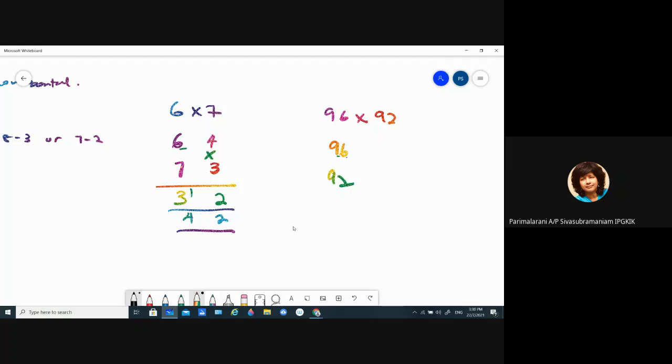So what do we write here? 4. Yes, and down here 8. Okay, what's the digit here? Same method, 92 minus 4 is 88. Yes, 88. And over here, 4 times 8 is 32. So the answer is 8832.